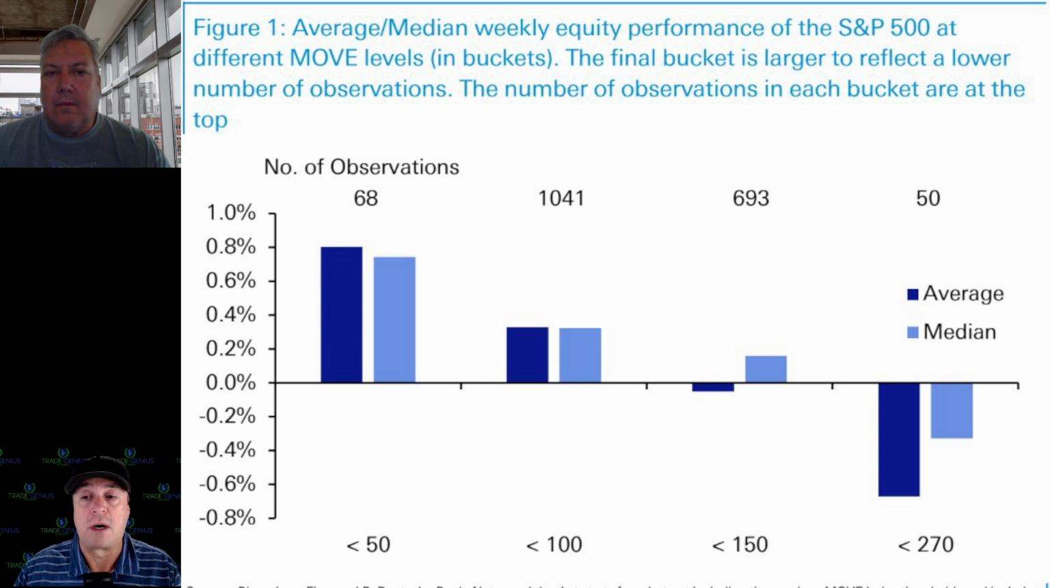So between 100 and 150, you go into negative returns. So we're in a negative return environment here. It's going to be very hard for this market to go up if the MOVE is over 100, which is our current situation. So that's what this is showing us.